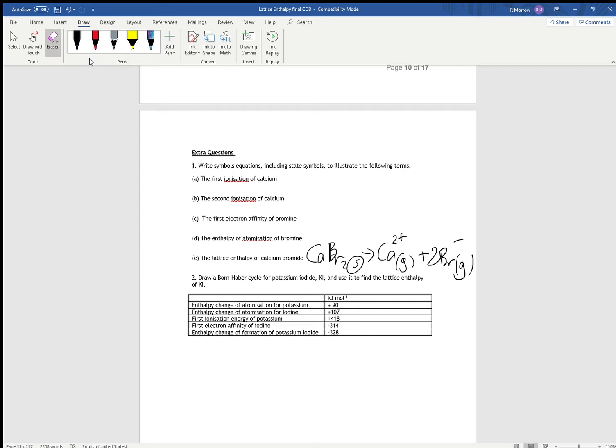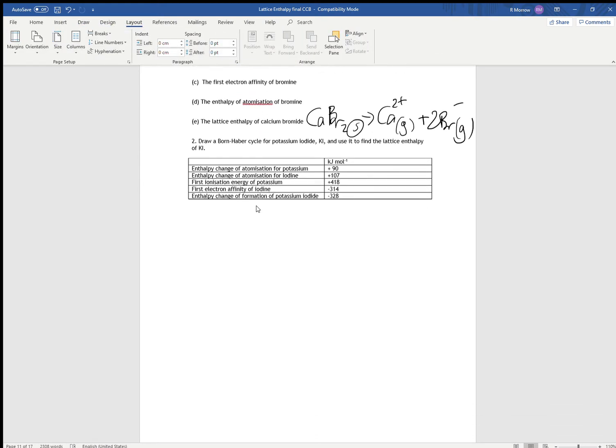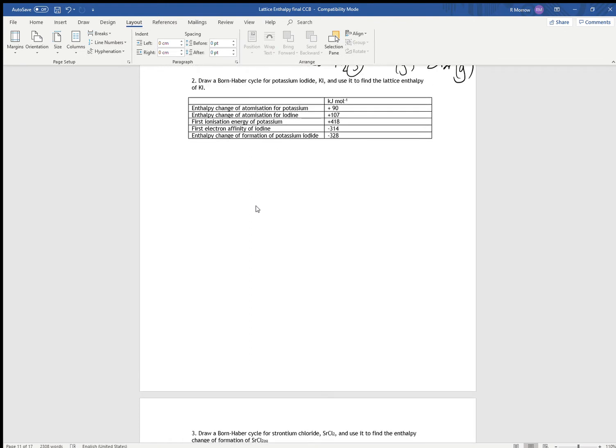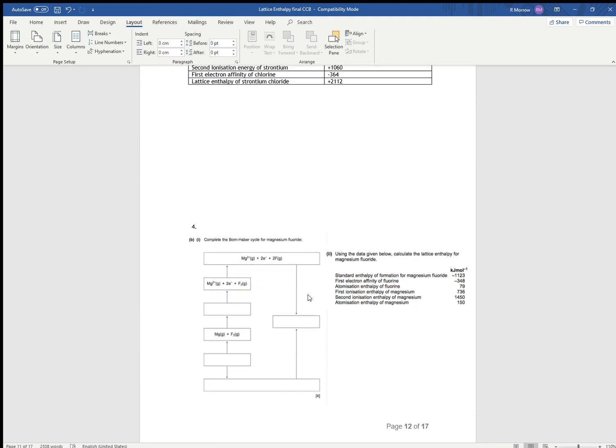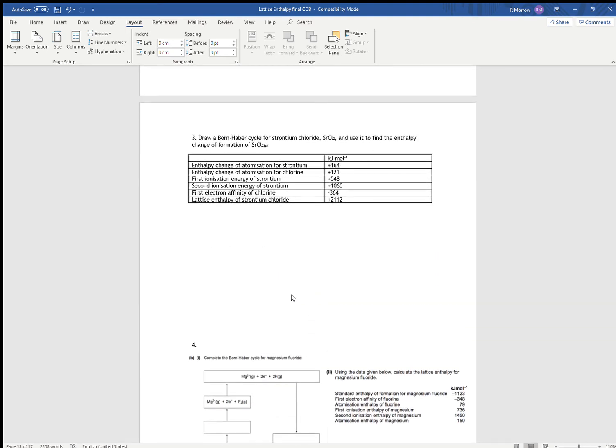So we've got to draw our Born-Haber cycle. So again, we'll draw our Born-Haber cycle for potassium iodide. Okay, so this is a pretty easy one. I'll tell you what, I'm going to actually skip the potassium iodide one, and I'm going to go down to the strontium chloride because it offers a slightly different challenge.